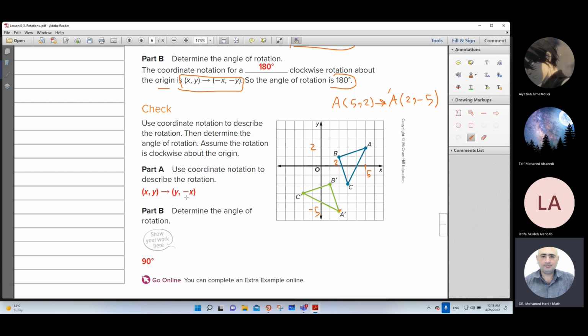So this is the rule of the angle 90 degree. So the angle will be what? Will be 90 degree. If you take the negative x and put it in the y, and you put y in the x place, it means the angle of the rotation here will be 90 degree clockwise about the origin.